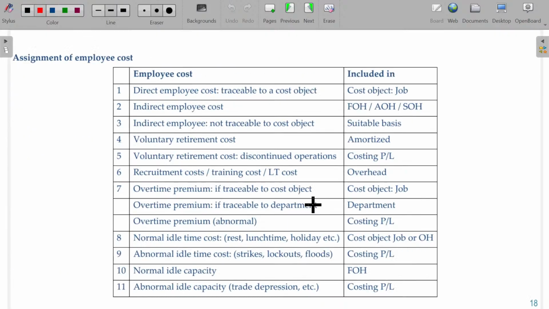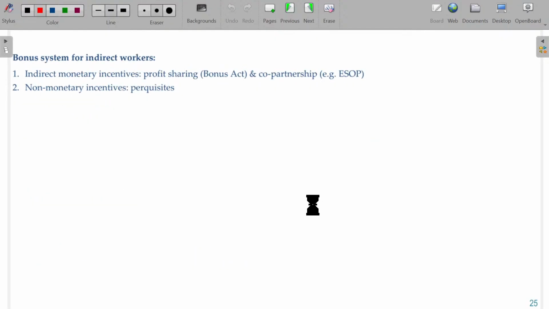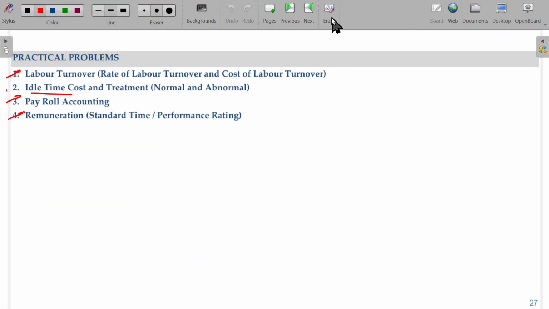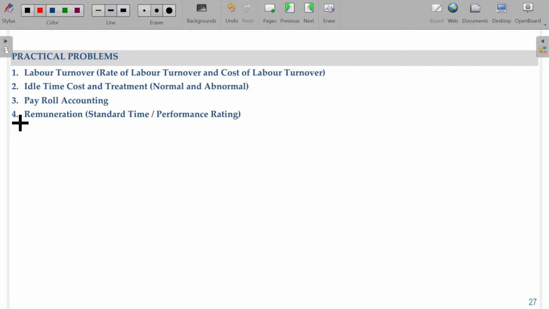Now, second part, before we go for remuneration and payroll accounting, let me try to finish up the concept of idle time cost and how we can treat it. Idle time cost is nothing but the employees are allowed to stay in our company without work, but we are paying the money. If the employees are working for a specific job, the payment made to the workers is recoverable from the job itself, right?